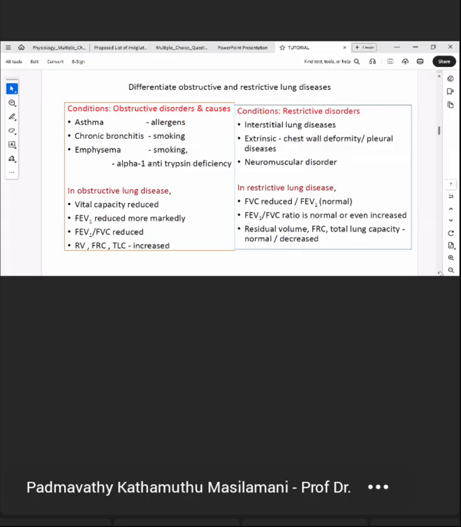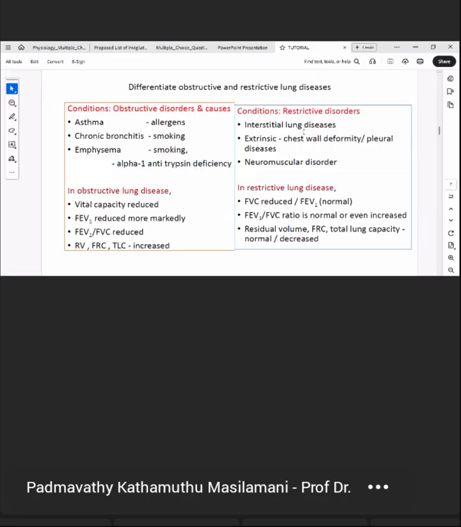Now, obstructive and restrictive lung diseases. What causes obstructive diseases? Asthma, chronic bronchitis, and emphysema. The cause can be anything. Allergens will cause asthma, and smoking may cause both chronic bronchitis and emphysema. Apart from that, alpha-1 antitrypsin deficiency may also cause emphysema.